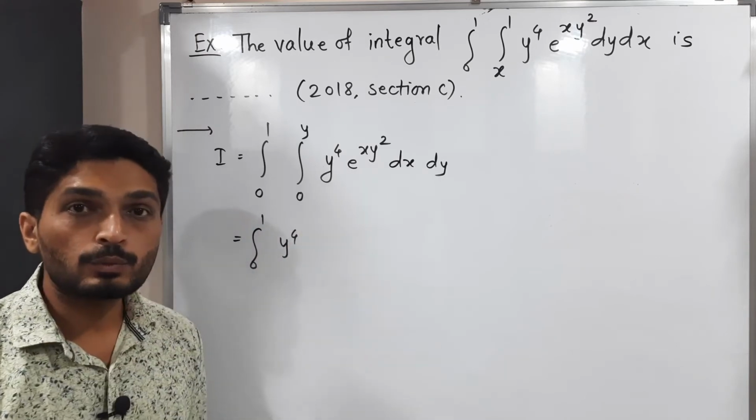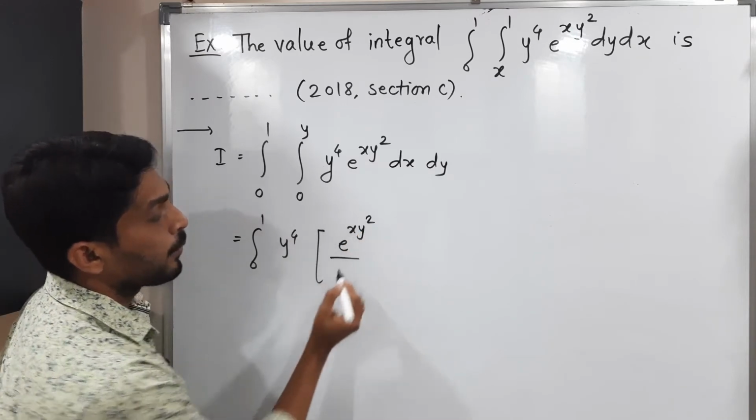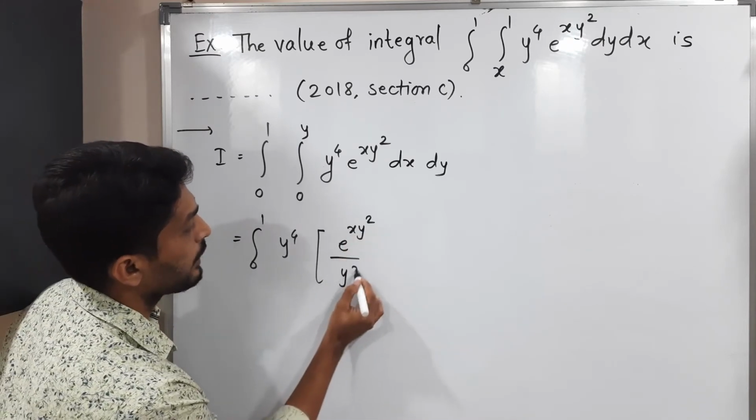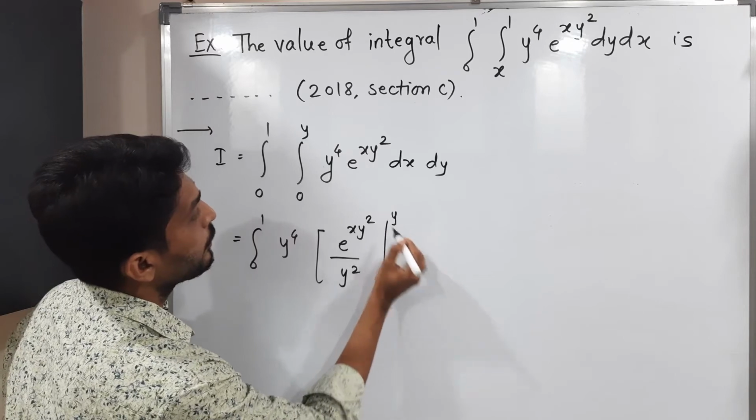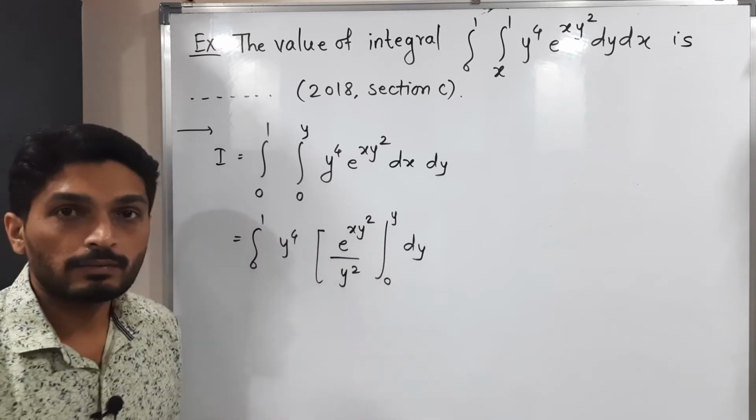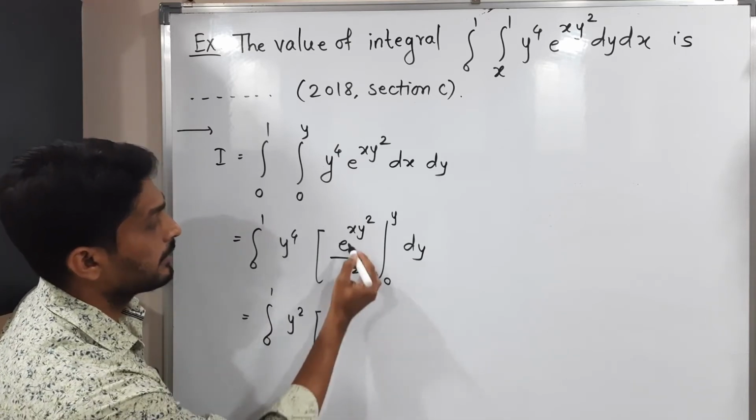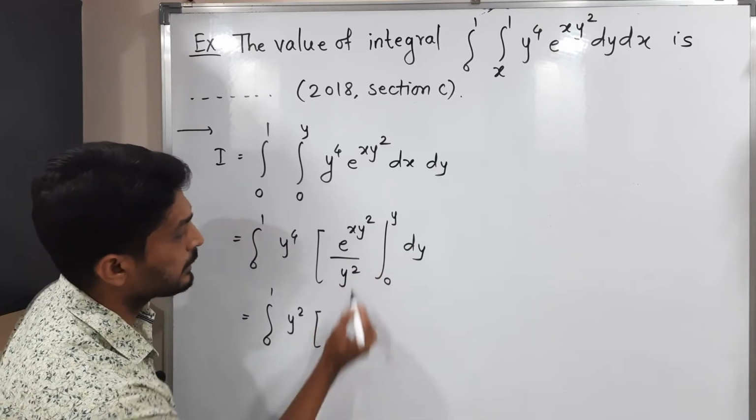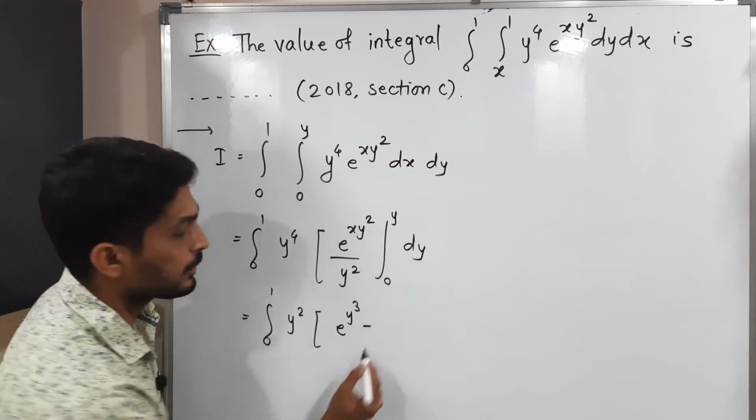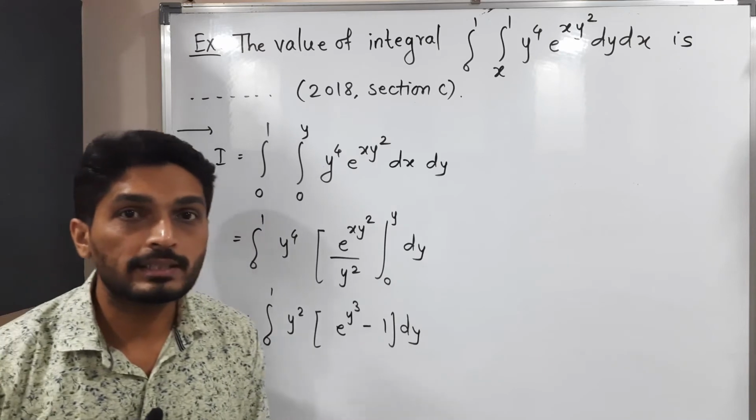What is the integration with respect to x? It will be e raised to xy square, divided by the multiple of x, which is y square. So y square will be in the denominator, from 0 to y, dy. After that, y square will get cancelled. So the integration 0 to 1 we will have y square, putting the upper limit first: e raised to y cube, minus e raised to 0, which is 1, dy.